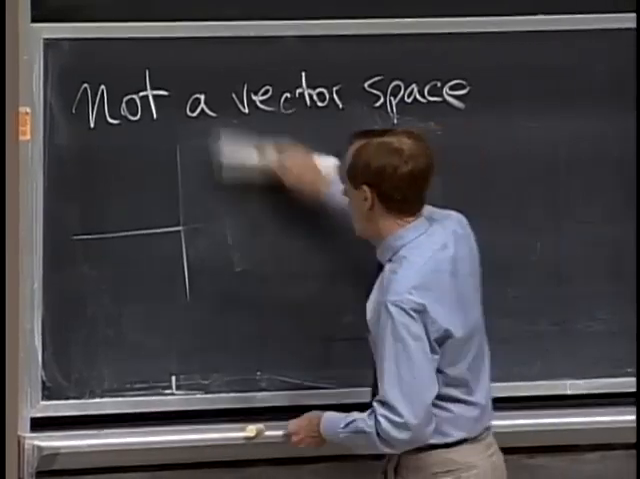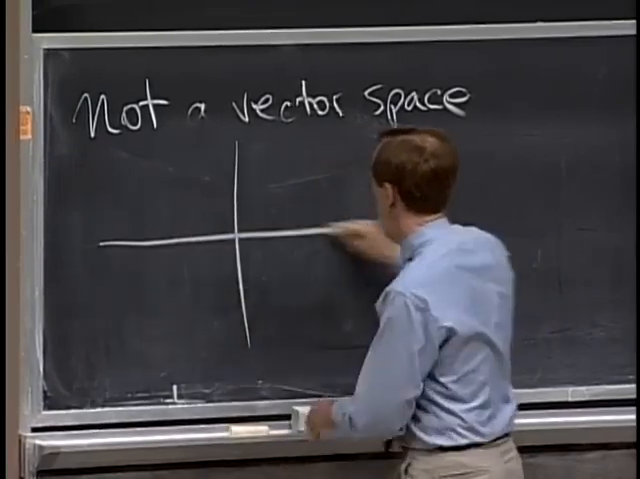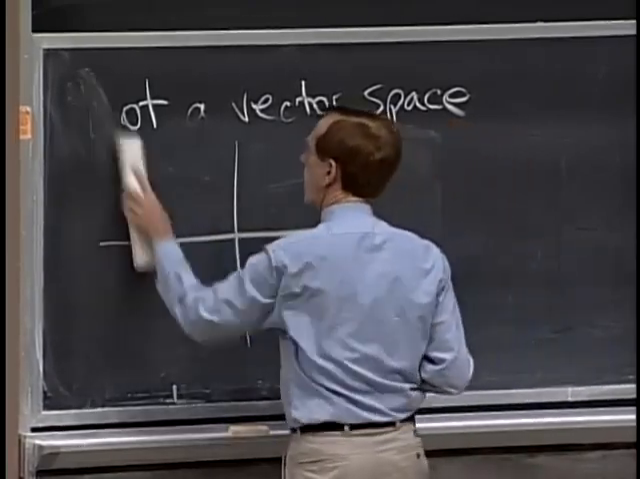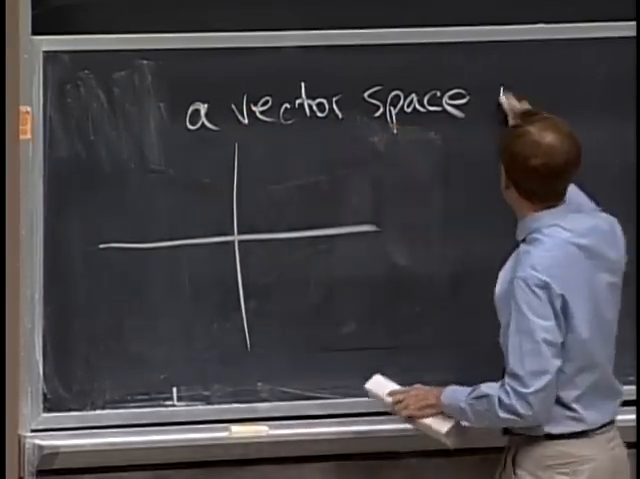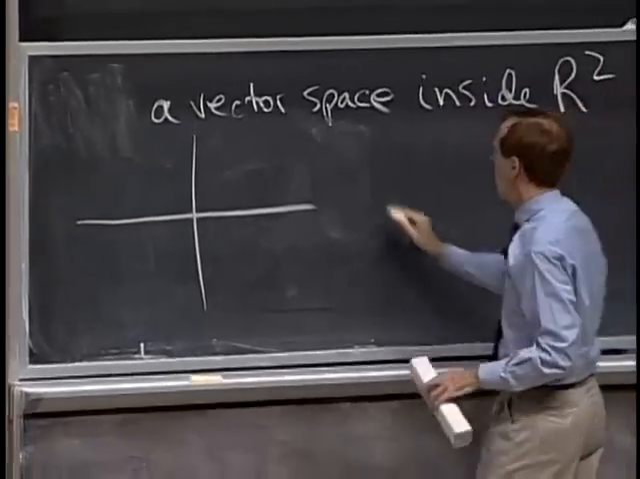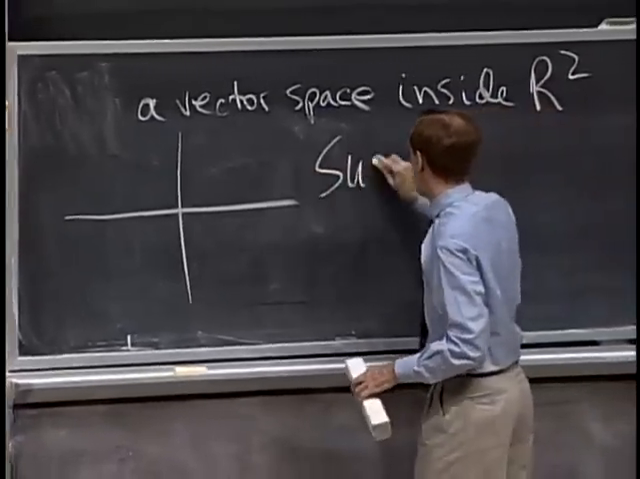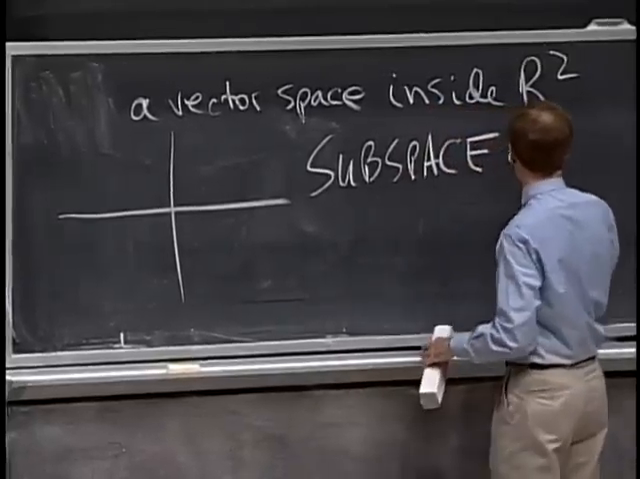Okay. So I'm going to start again with R2. But I'm going to take an example that is a vector space. So it'll be a vector space inside R2, and we'll call that a subspace of R2.